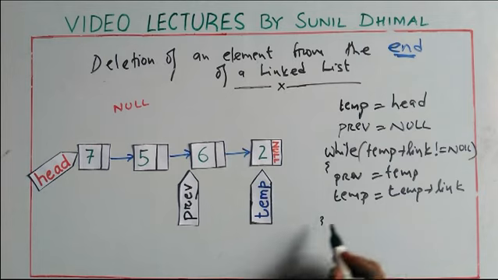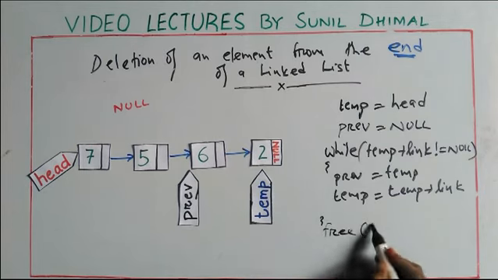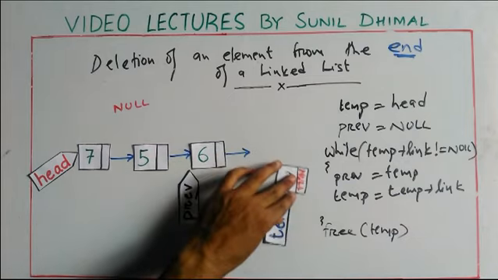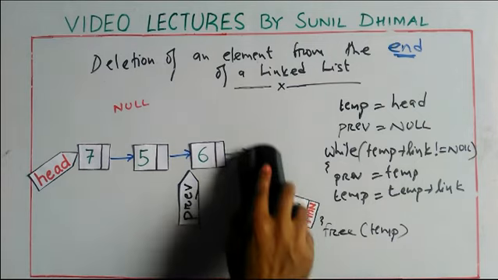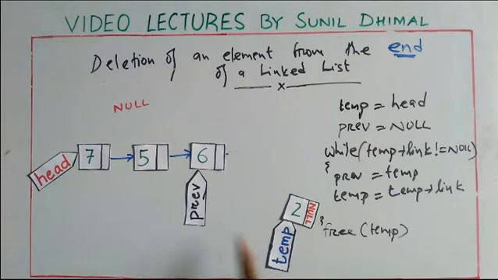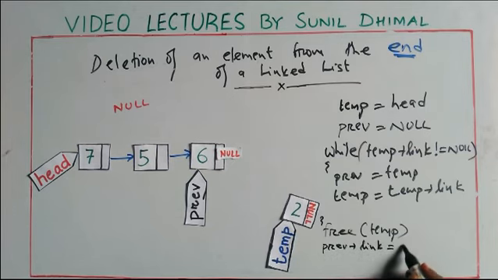For doing that, after the loop is over, I can do free temp, because temp is pointing to the last node. By doing so, this will be removed from the linked list, so this is out of the list, right? And I need to make the link of previous as null, because this is the last node now. So I'll make previous link equal to null. This is how I can delete the last element from the linked list, right?